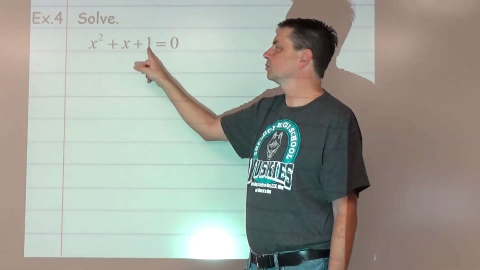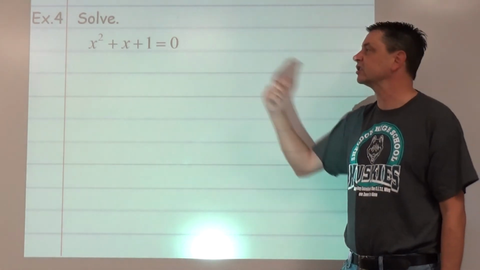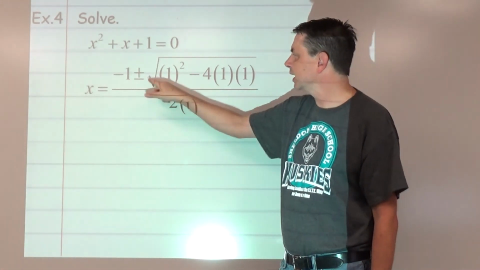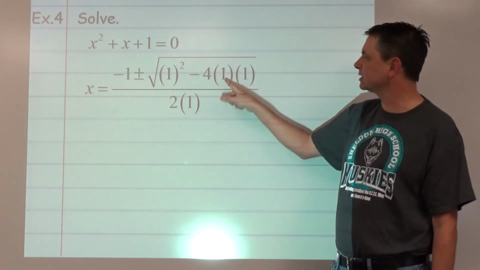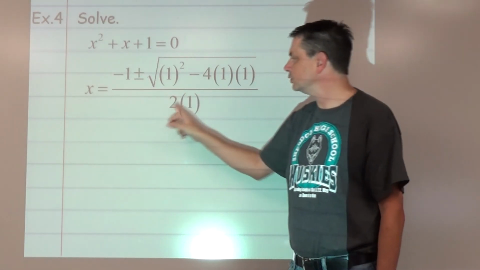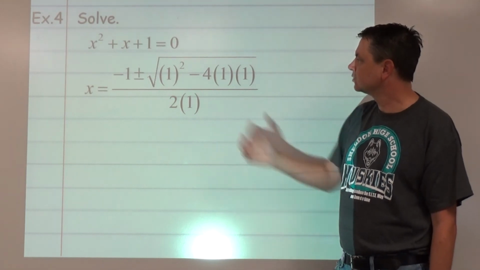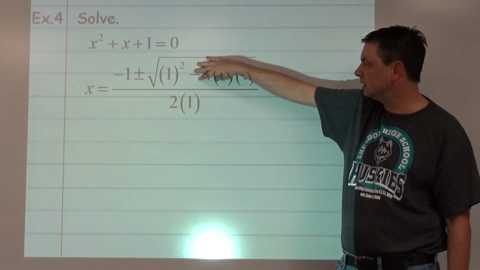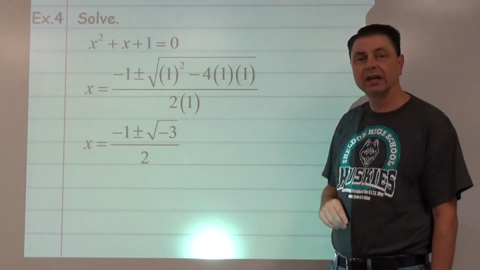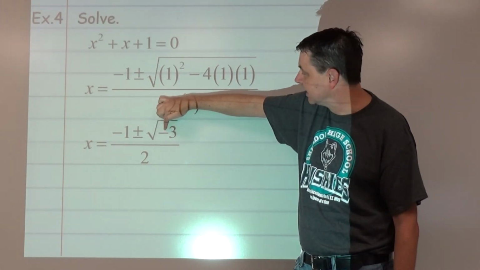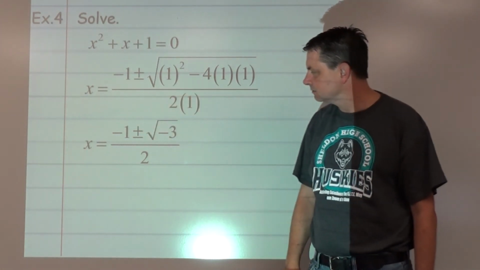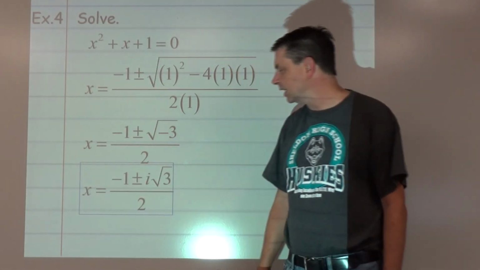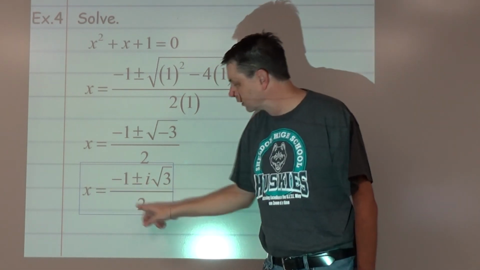1x squared plus 1x plus 1, so a and b and c are all 1. Let's plug that into the quadratic formula. Opposite of b, plus or minus the square root of b squared minus 4 times a times c, all over 2 times a. So if we simplify, remember our discriminant here, 1 squared minus 4 times 1 is negative 3. 2 on the bottom. And then the last thing we do is the square root of negative 3. The negative comes out right there as an i. I think that's as far as we can go. So x equals negative 1 plus or minus i square root 3 all over 2.